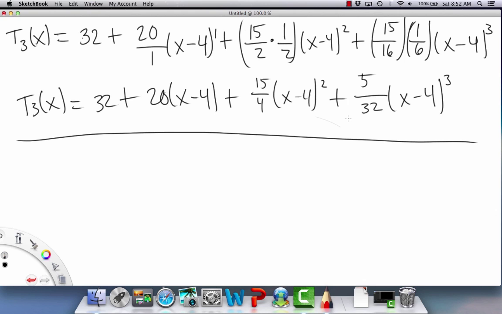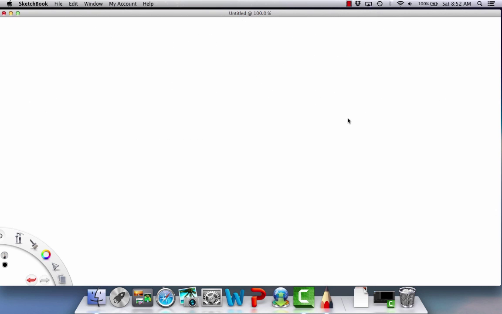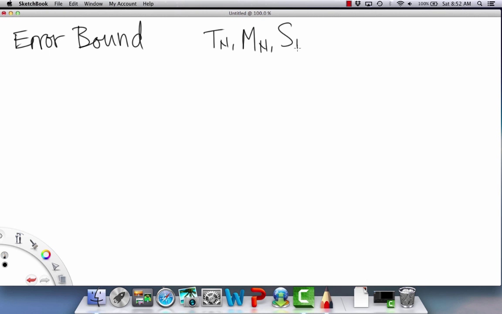Alright, so now for the next concept, still relating to Taylor series and polynomials. So something which we've seen before called error bound. So again, this is kind of like the error bound for, remember Tn, the trapezoidal approximation, the midpoint approximation, and the Simpson one? Yeah, so it's kind of like the error for that. So what we're going to have is our error, let's see.